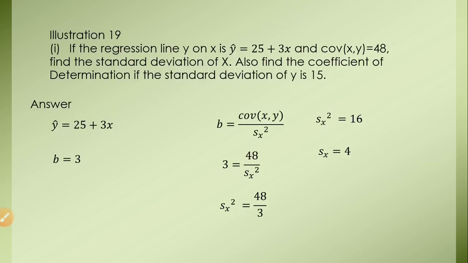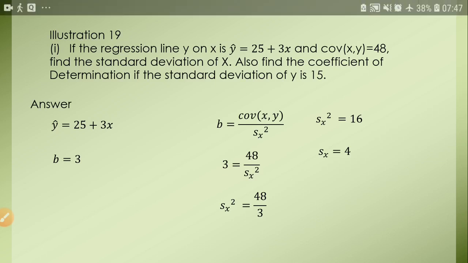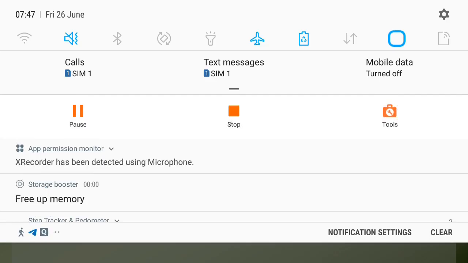Okay, in illustration 19 there is a point number 2 also, which is quite important, and we'll be doing it now. So before doing illustration 19, the second sum, I would like to explain a small topic called interpretation.